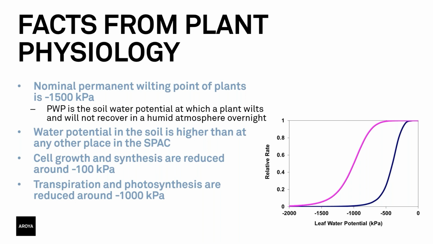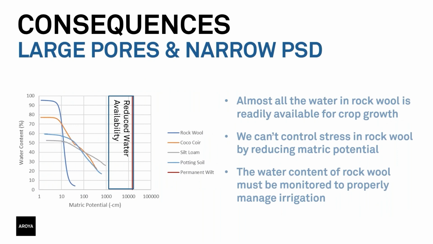Growth or cell expansion starts being affected first at potentials around minus 100 kilopascals. Assimilation or photosynthesis starts to be affected around minus 1000 kilopascals. Now these are leaf water potentials, but they're affected by the availability of water from the substrate. So now let's combine these facts from plant physiology with the moisture retention curves we talked about earlier.